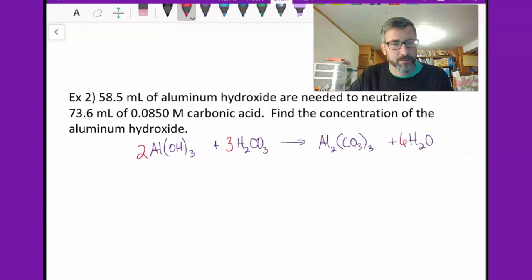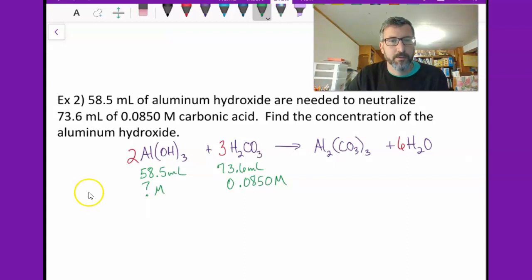Go ahead and write down your knowns. Okay, so that's what we know, and that's what we're looking for, molarity of aluminum hydroxide. So go ahead and see if you can set up the problem and solve it. Don't forget that we're looking for moles of aluminum hydroxide using the stoichiometry, and then we're going to divide it by our liters. And of course, our milliliters always have to be converted to liters. So see if you can work through this one.